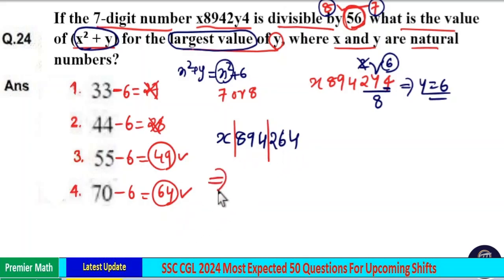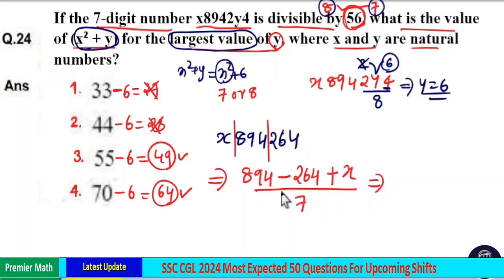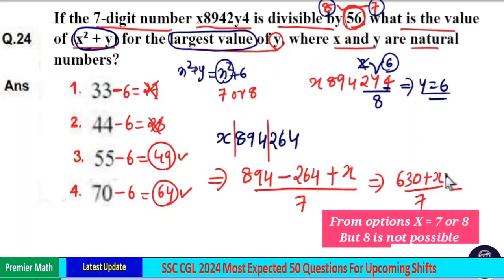Now, if this number is divisible by 7, then 894 minus 264 plus x should be divisible by 7. Here 894 minus 264 is 630. 630 plus x should be divisible by 7, and 630 is completely divisible by 7. So here x is equal to 7. X is equal to 7. So option 3 is your answer.